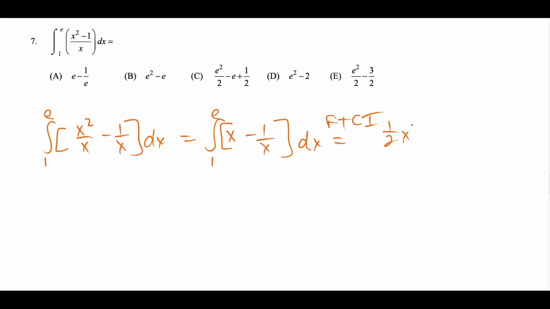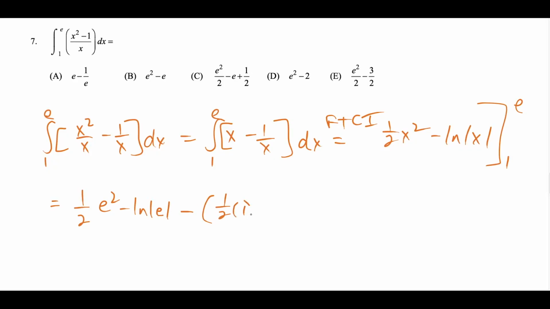So we have 1/2 x squared, that's the antiderivative of x, and then minus natural log absolute value of x, and this is being evaluated from 1 to e. So now we just plug in. We've got 1/2 e squared minus natural log absolute value of e, minus, and we plug in 1, we've got 1/2 1 squared minus natural log, and the absolute value of 1 is just 1, so I'll leave it like this.